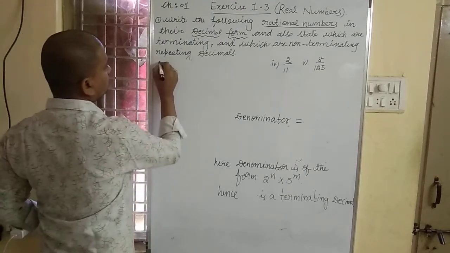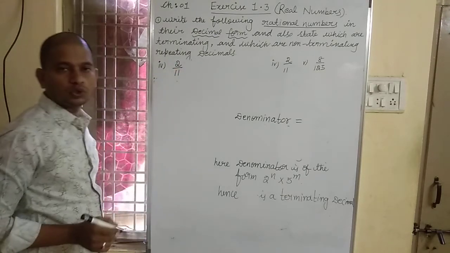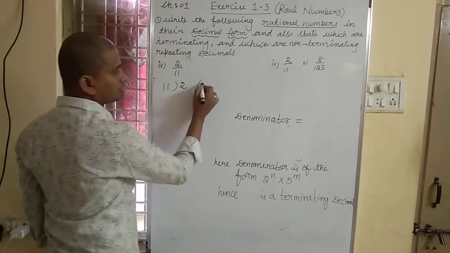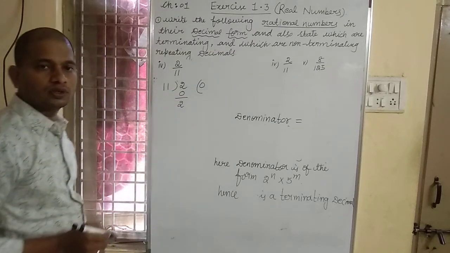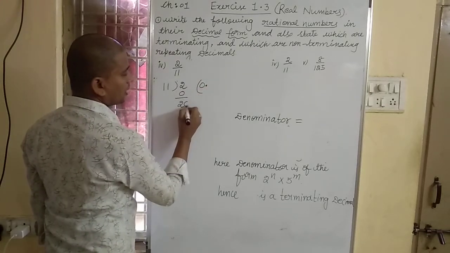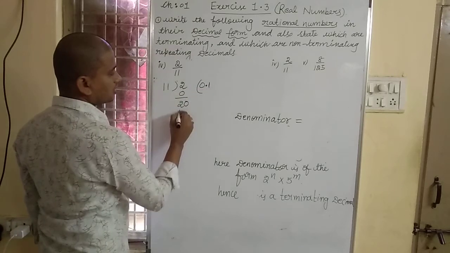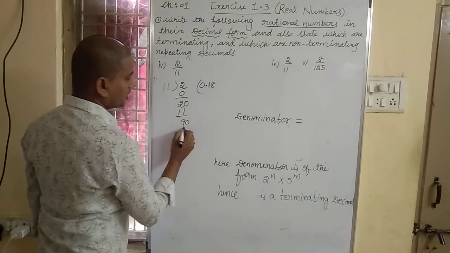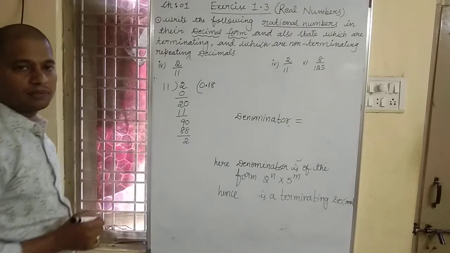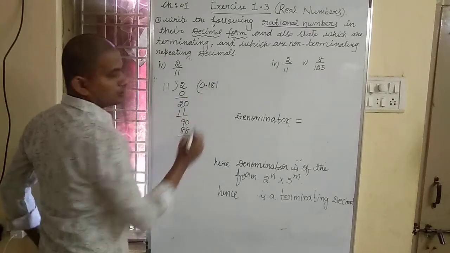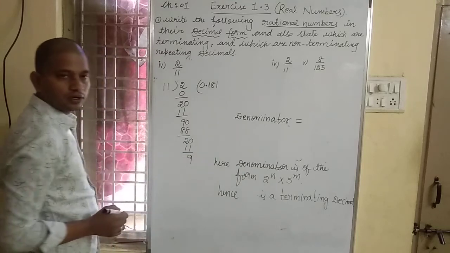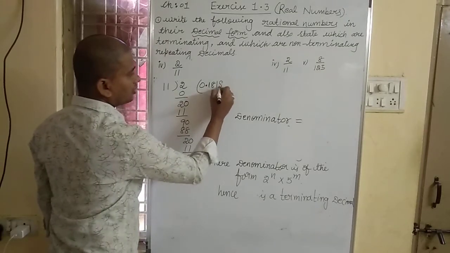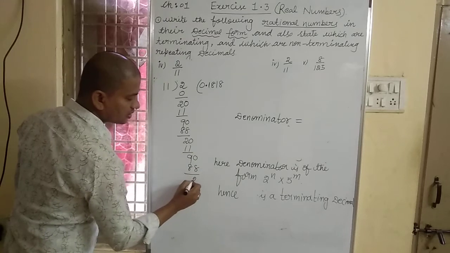2 by 11, 2 divided by 11. 11 times 0 is 0. 2 minus 0 is 2, put the decimal point, 0. 11 times 1 is 11, 20 minus 11 is 9, point is there, 0. 11 times 8 is 88, 90 minus 88 is 2, again 0. 11 times 1 is 11, 20 minus 11 is 9, and again 11 times 8 is 88, 90 minus 88 is 2.